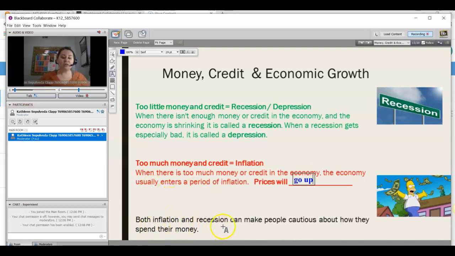Both inflation and recession can make people cautious about how they spend their money. Obviously, with a recession, you want to save as much as you can because you don't know where that next paycheck may come from. Now, with inflation, obviously, people want to make sure that they don't live outside of their means. Again, both of these things cause caution when it comes to money.